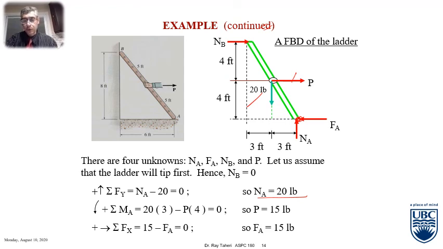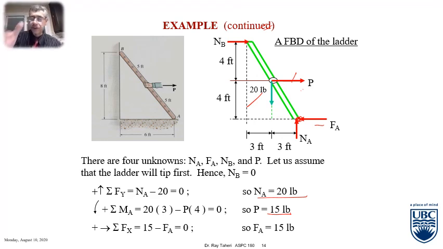So 20 multiplied by 3 should be equal to the unknown force P multiplied by 4. You calculate P is equal to 15. So already you find P equal to 15 here. If P is 15, then you know that the force of friction is 15 as well.